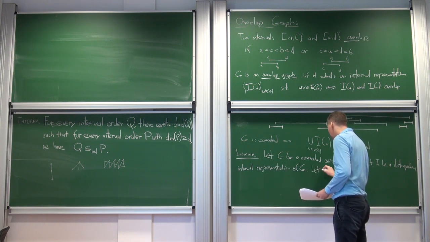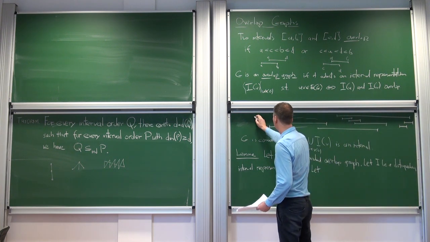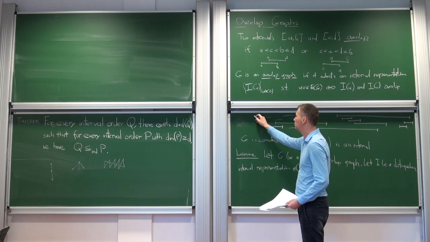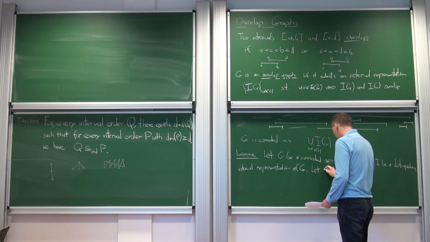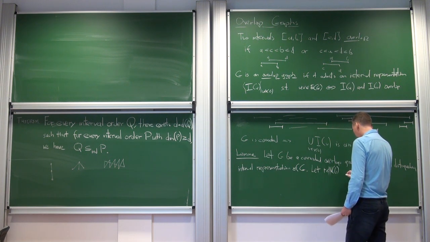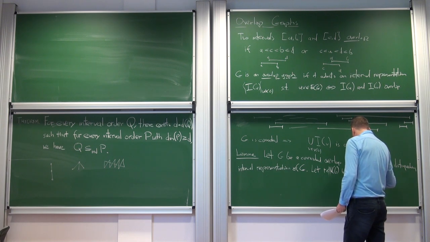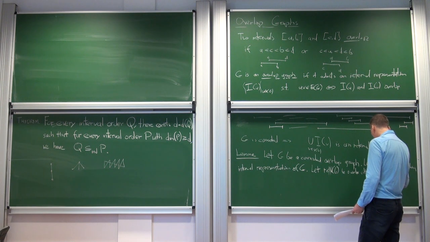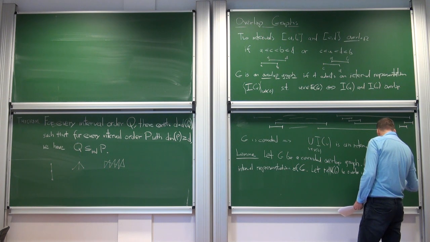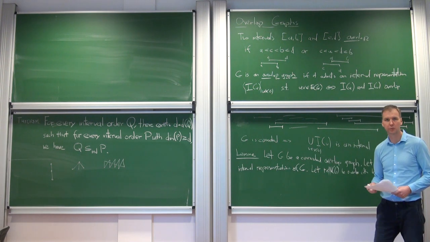Then let's fix the interval representation. Let's fix an interval which is leftmost, so leftmost left hand. Let R be a vertex in G with the interval of leftmost left hand. We'll sometimes call it the root of this connected overlap graph.